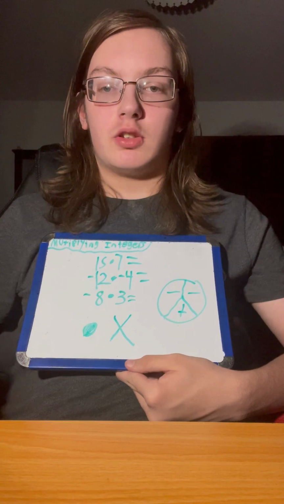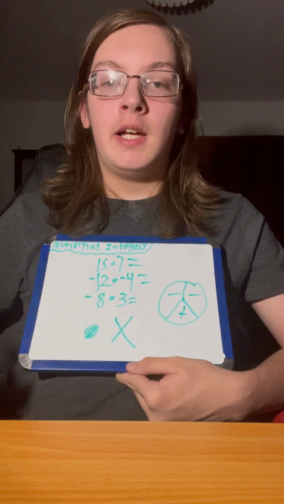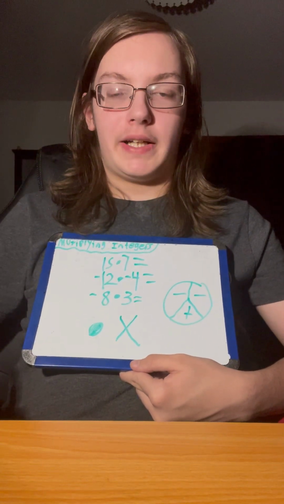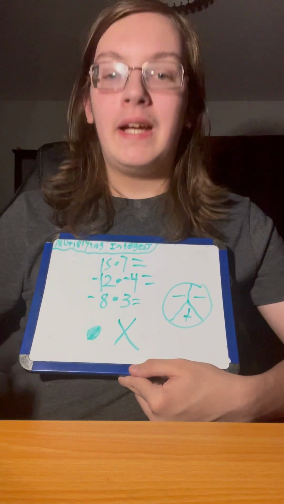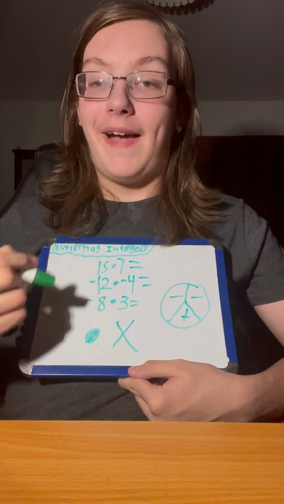Today we're talking about multiplying integers. We're trying to find the product using the times sign. Product can be positive times positive, negative times negative, or negative times positive. Let's look at some practice problems to figure out how to do these.